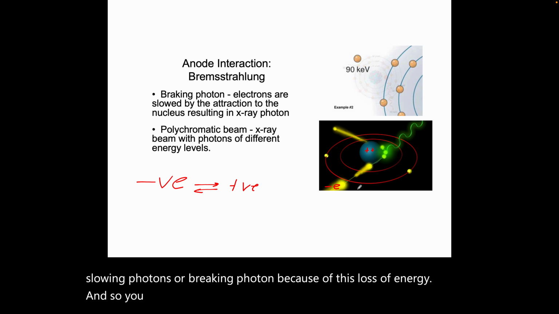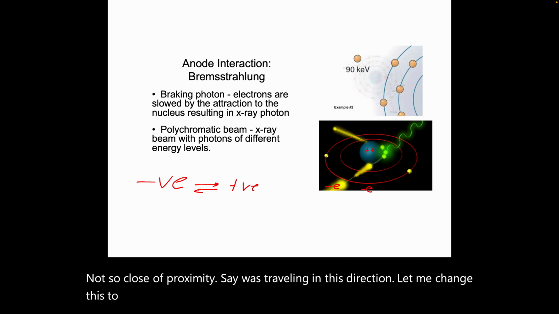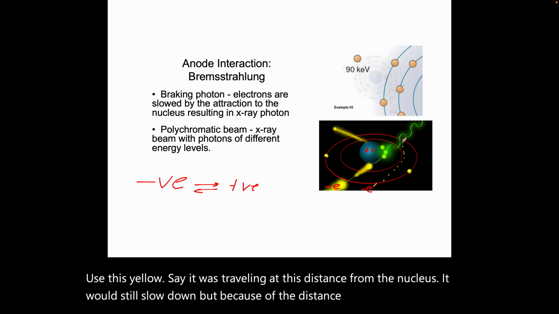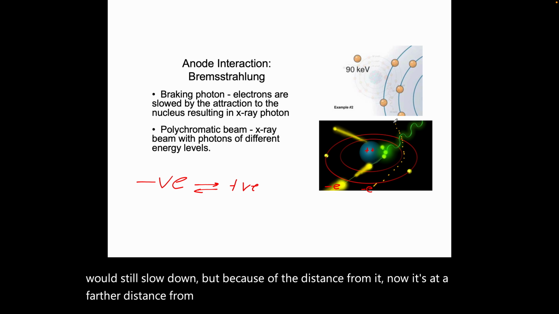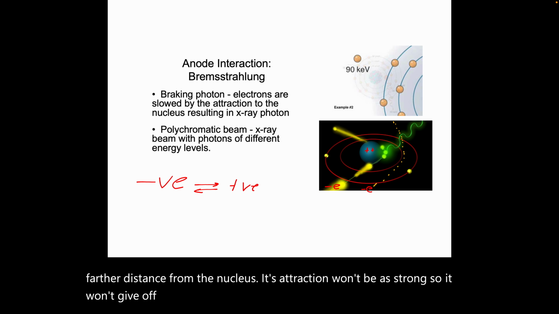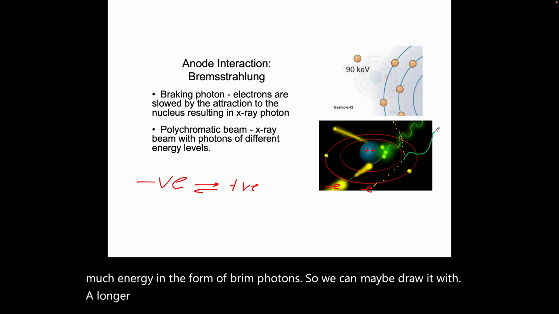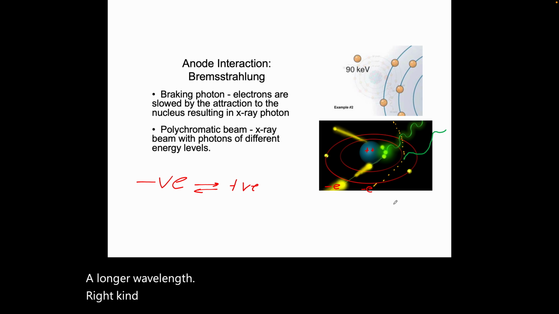And so you should know that if the electron was approaching from not so close a proximity, say it was traveling in this direction. Let me change this to yellow. Say it was traveling at this distance from the nucleus. It would still slow down, but because it's now at a farther distance from the nucleus, its attraction won't be as strong. So it won't give off the same amount of energy. In other words, it won't lose as much energy in the form of a Brem photon. So we can maybe draw it with a longer wavelength, kind of like that, right?